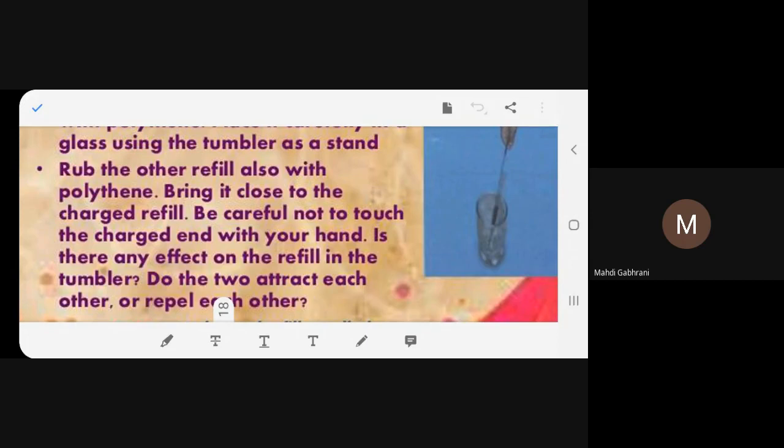If I rub polythene with the pen refill, and I rub silk with another pen refill, then yes, it will attract. Why? Because the materials used to rub these refills are different, so it will produce different charges. But here we are talking about both the plastic refills rubbed by polythene. So obviously the charges have to be the same. What do you say?